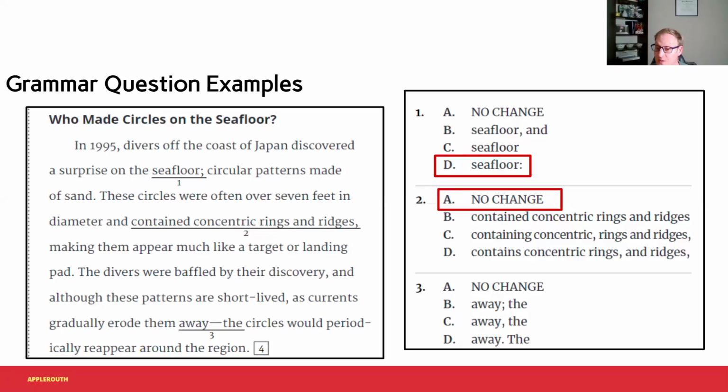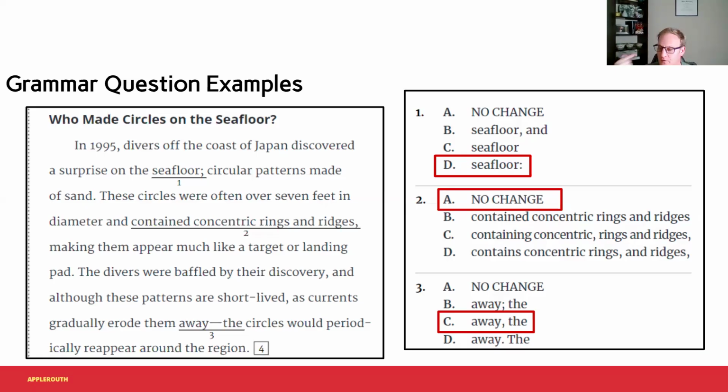Finally, for three, we said periods and semicolons are the same. B and D are wrong. Can't both be right. They're identical. They're both out. That's a great, easy trick. And then I see some dashes, but they're just like compound words here. There's no em dashes aside from the one after away. That's a red flag. If you have a dash as an answer, it's usually because there's a second one on this test. So here we're just going to say a comma. Although these patterns are short-lived, as currents gradually erode them away, the circles would periodically appear.